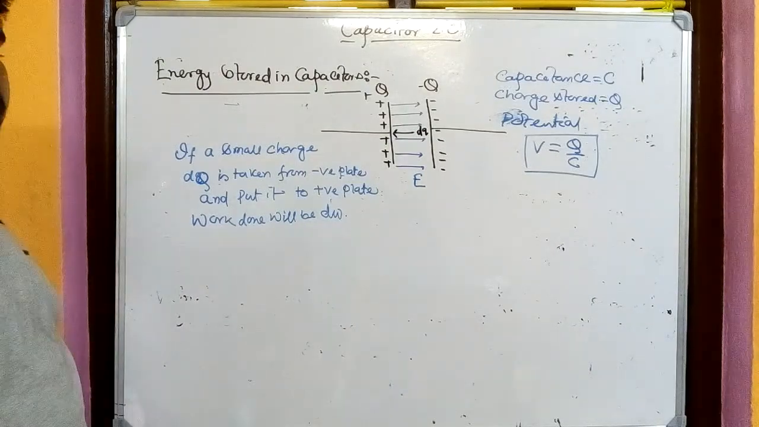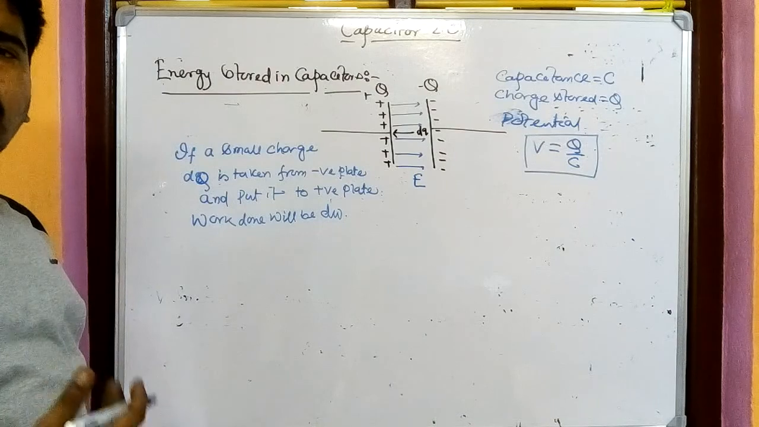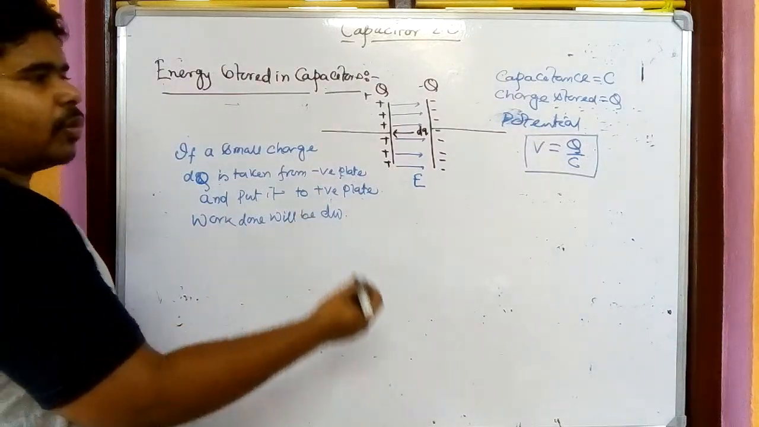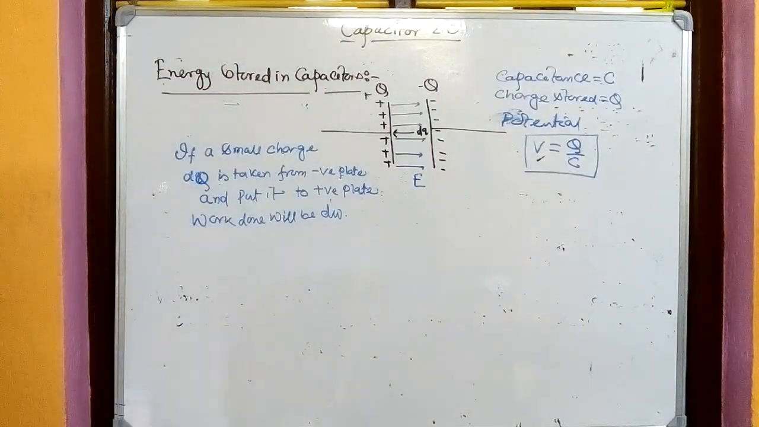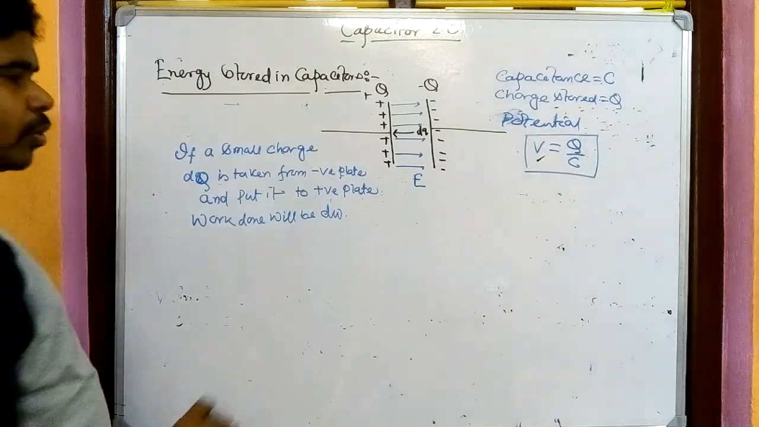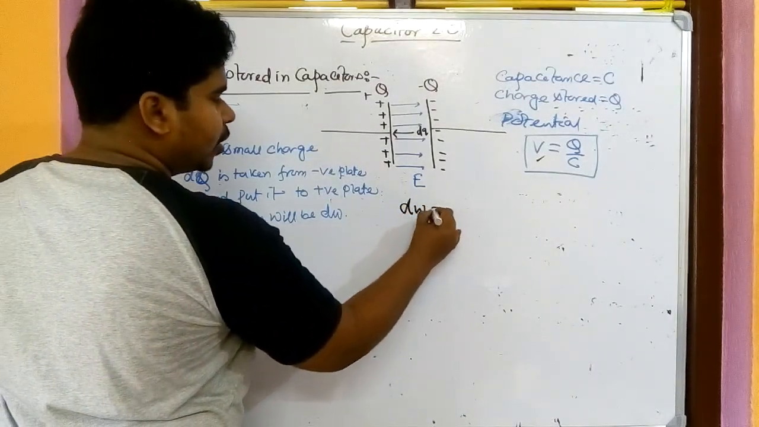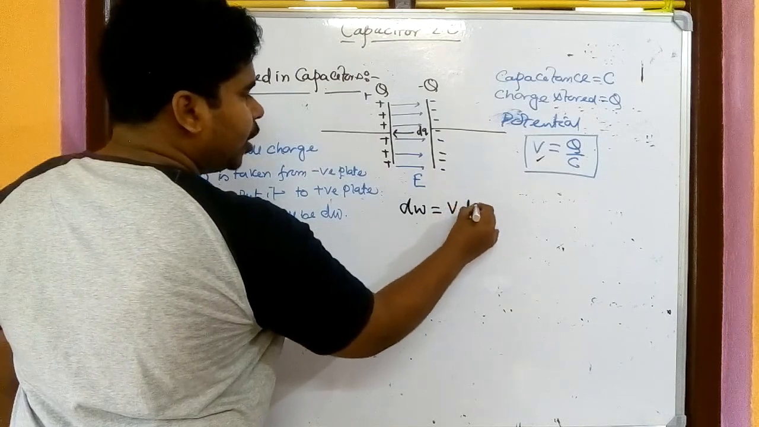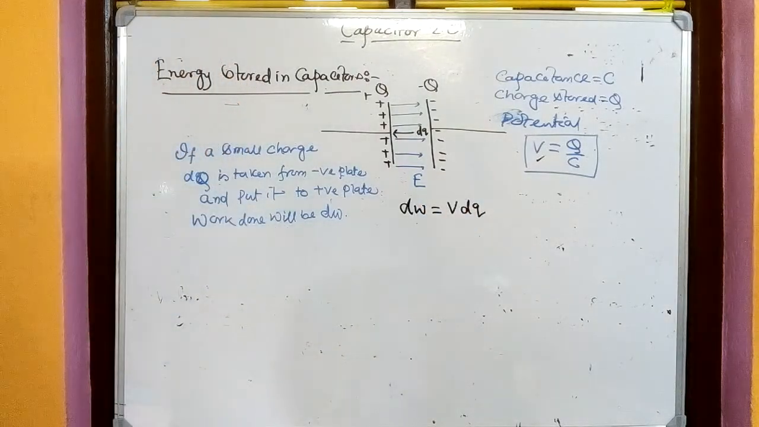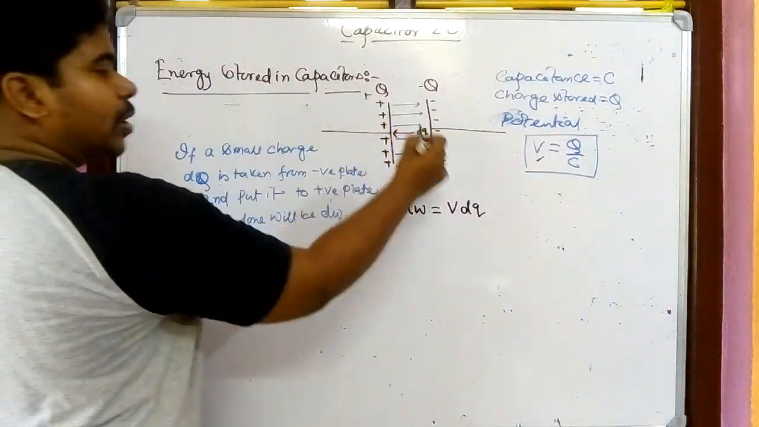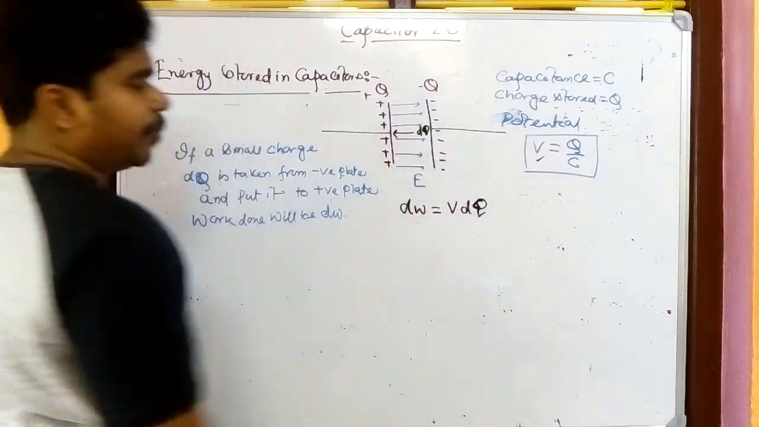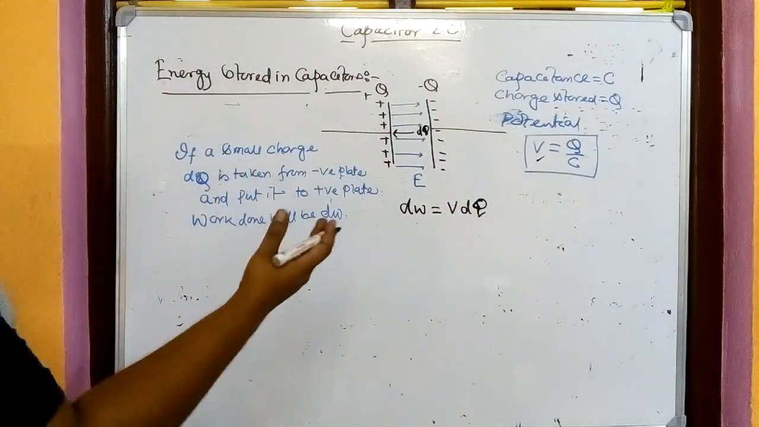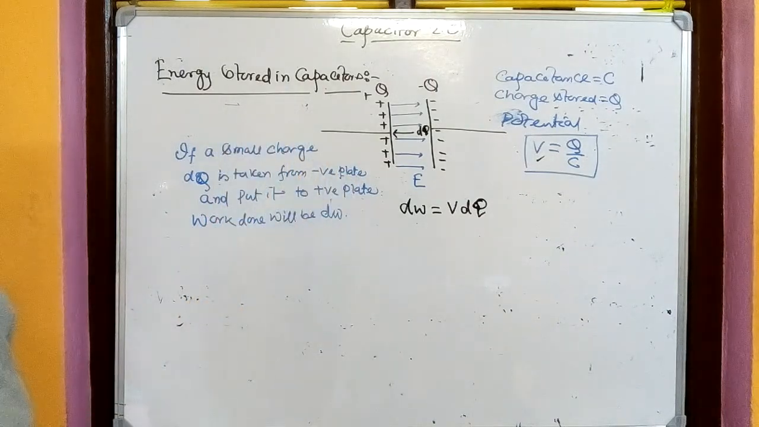If you want to do it, you have to do work against its potential, because we have already said that potential V equals Q by C. So how much work do you have to do? dW equals how much? dW is equal to V into dq, because we know work done W equals V into Q. Here I am taking a small charge dq. This Q will be capital, then it will be easier for us. As I am taking dq charge, the work done is V into dq. I think there shouldn't be any problem.